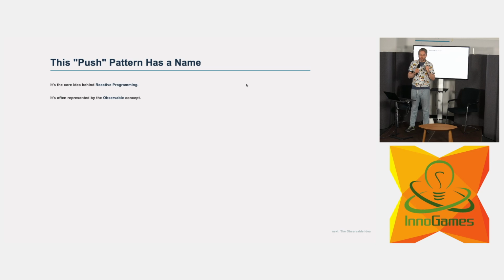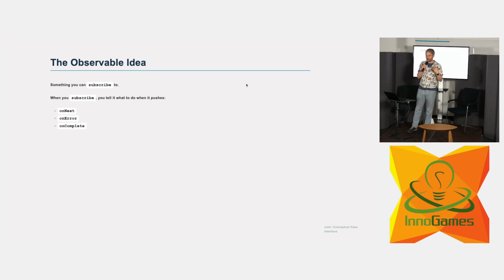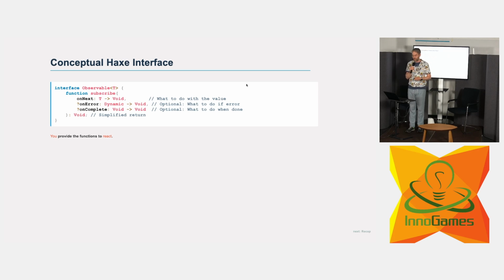This push pattern has a name, and it's the core idea behind all of reactive programming, and it is usually represented by the observable concept. The observable idea is something you can subscribe to. And when you subscribe, you give these 3 functions to the thing you subscribe to. And what happens, we will see in a second. So in Haxe, it could look like this. We have an interface Observable, and we define subscribe, and we give it our 3 functions as simple callbacks.